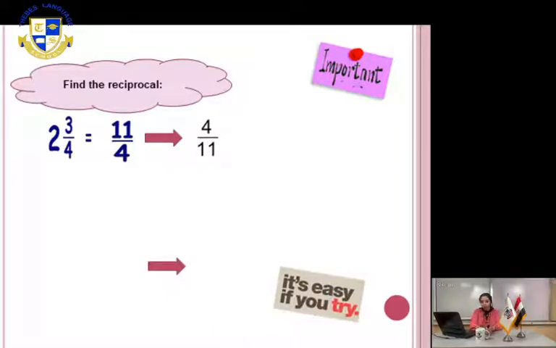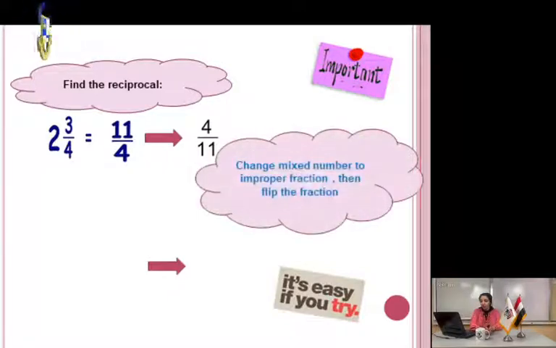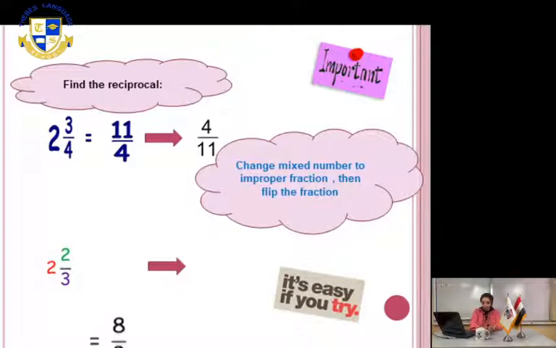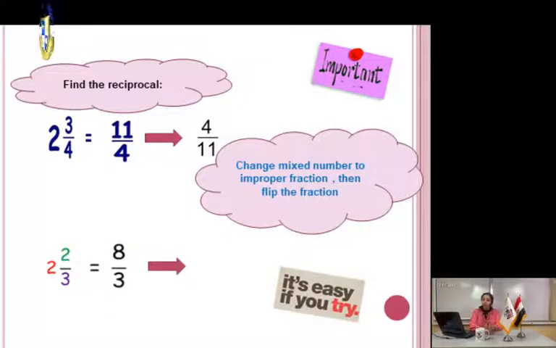Another one. We have here 2 and 2/3. First, convert to an improper fraction. 2 by 3 equals 6. 6 plus 2 will be 8. 8 over 3, its reciprocal will be 3 over 8. Okay.